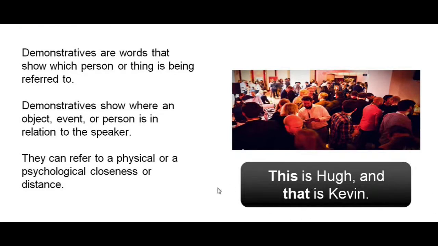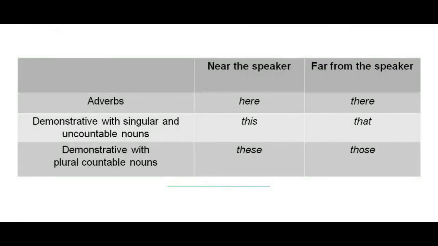This is Hugh and that is Kevin. Now the demonstrative this is referring to where Hugh is, who is physically close. And the demonstrative that is referring to where Kevin is, who is physically distant. Now when what we are referring to is near the speaker, we use the adverb here. And when it's far from the speaker, we use there.